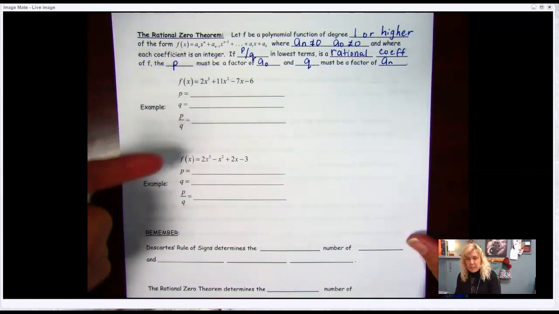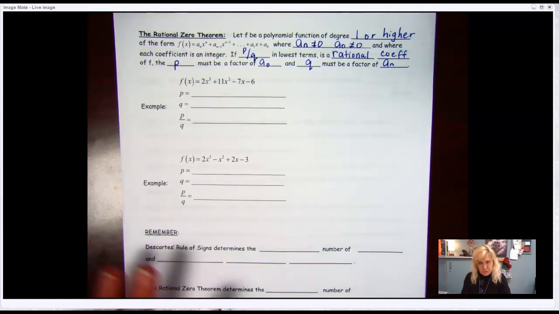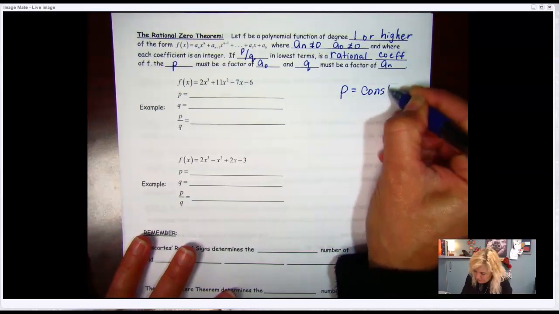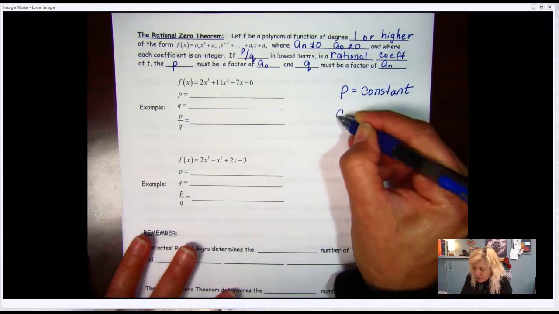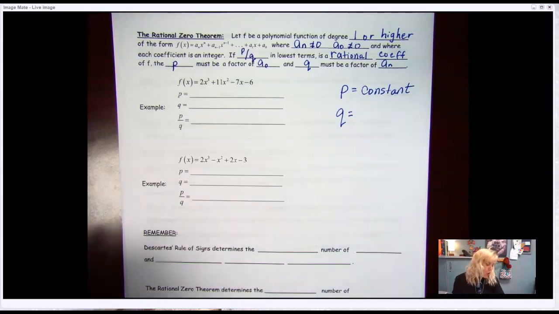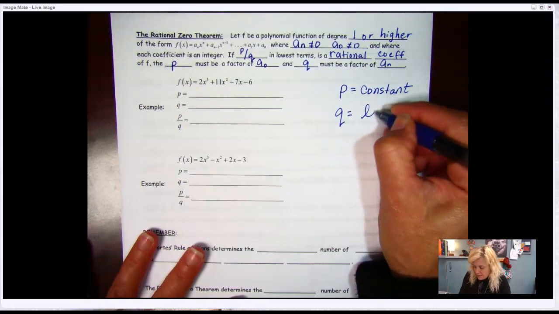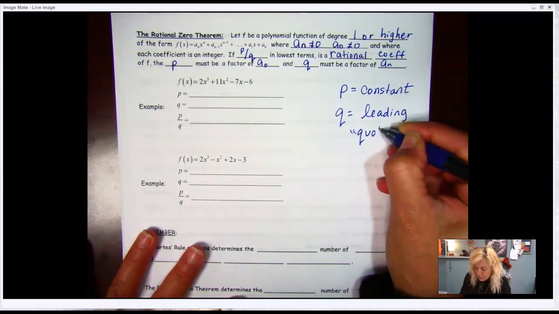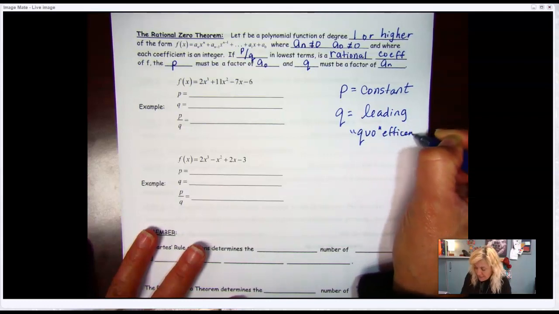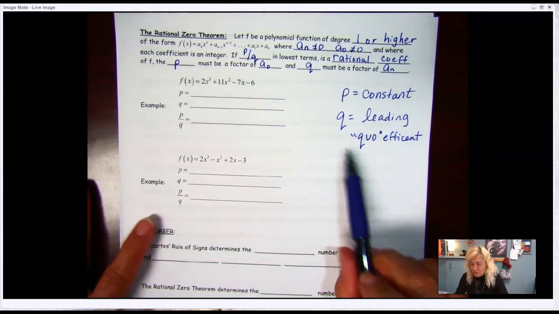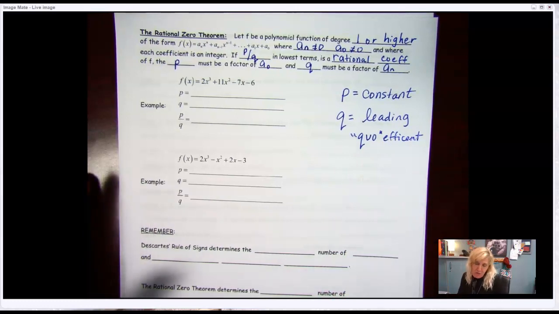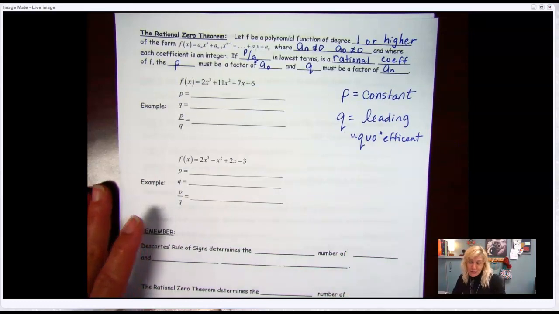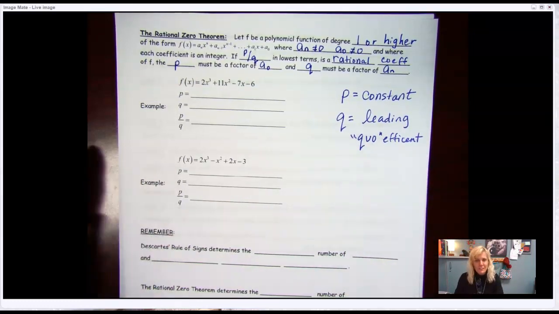So the letters P and Q, I'm going to show you how I remember which one belongs to what. P is the constant. Q is part of the coefficient. It's the leading coefficient. That's just how I remember it. Q, I can spell, and it just sounds like co. It probably makes no sense to you, but it makes sense to me. And I always remember that Q is the coefficient, the leading coefficient.